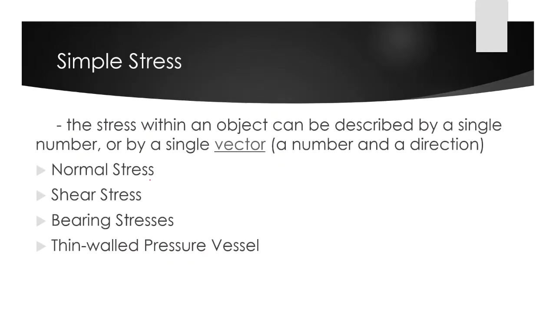We have different types of stresses. First is the simple stress. The stress within an object can be described by a single number or by a single vector, a number and a direction. So we have the normal stress, shear stress, bearing stress, and thin-walled pressure vessel. These are under the simple stress.